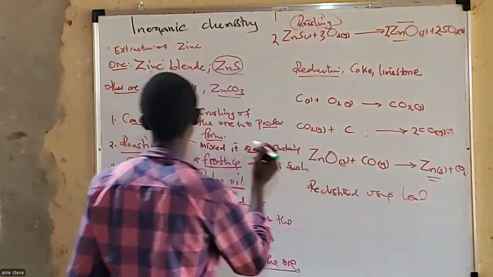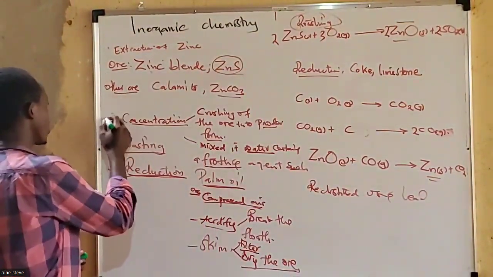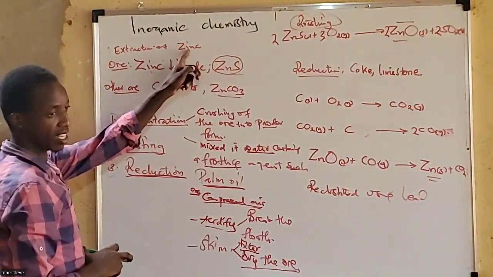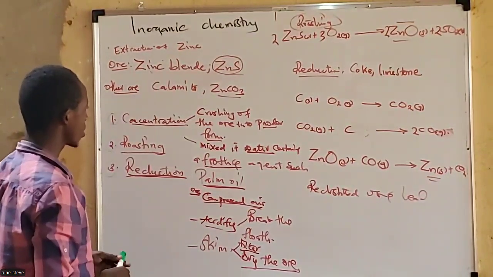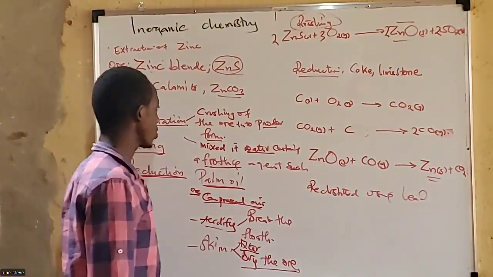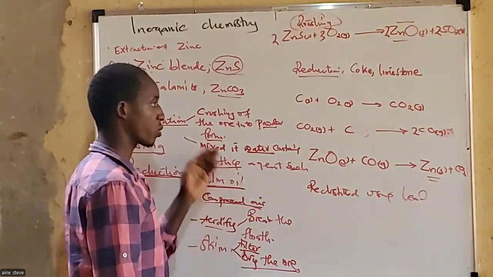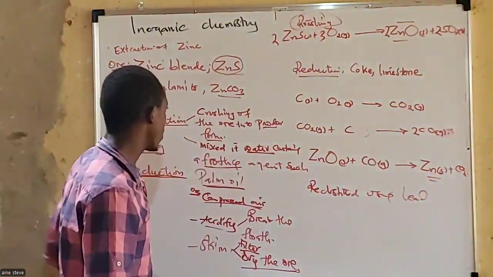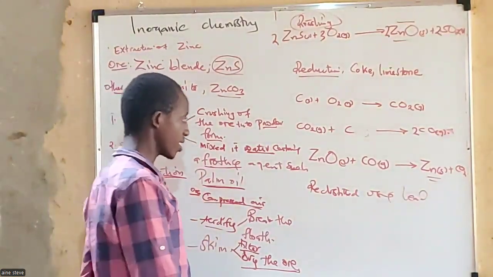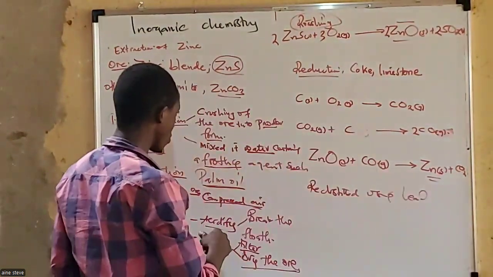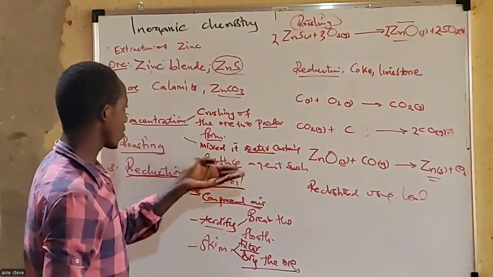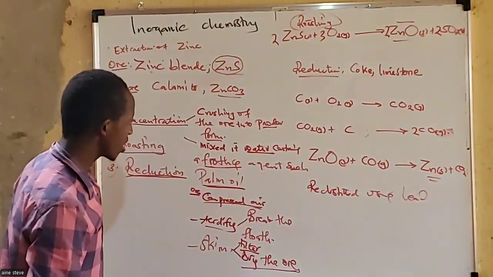So basically, these are the 3 steps that are involved during extraction of zinc from its chief ore, which is zinc blende. So we say there is concentration, roasting, and reduction. During concentration, you crush the ore into powder so that you increase the surface area. Then you mix it with water containing a frothing agent such as oil. The purpose of the water is to wet the impurity in the ore.